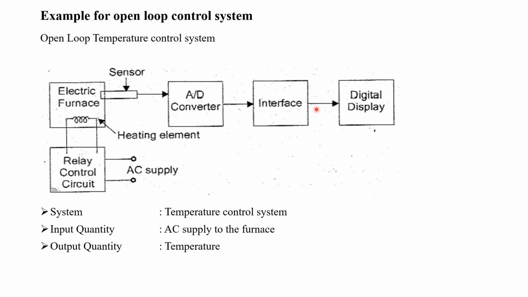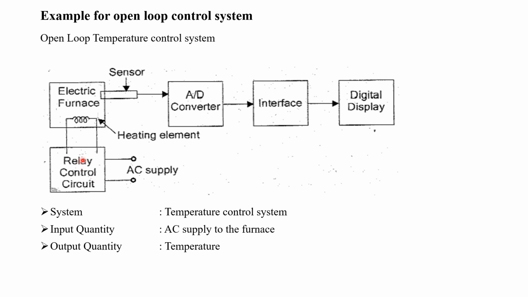Another example for this open loop control system is the temperature control system. We have seen the level control system. Now we are going to see the temperature control system. In this temperature control system, we have an electric furnace. In the furnace, we have a heating element. The heating element is connected to the supply through this relay control circuit. Relay control circuit is nothing but a switch. The switch can be either in the on condition or in the off condition.